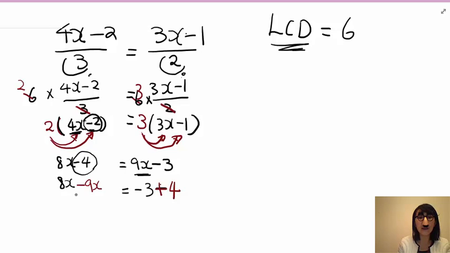Now, we work out the answer. For the left hand side, we get a negative x left. Right hand side, we get a positive 1. Now the problem is we want to work out the value for x, not negative x. Therefore, we have to divide by negative 1 on both sides of the equation.